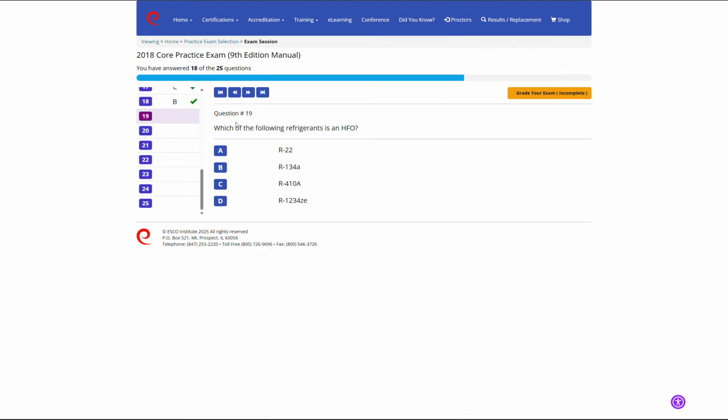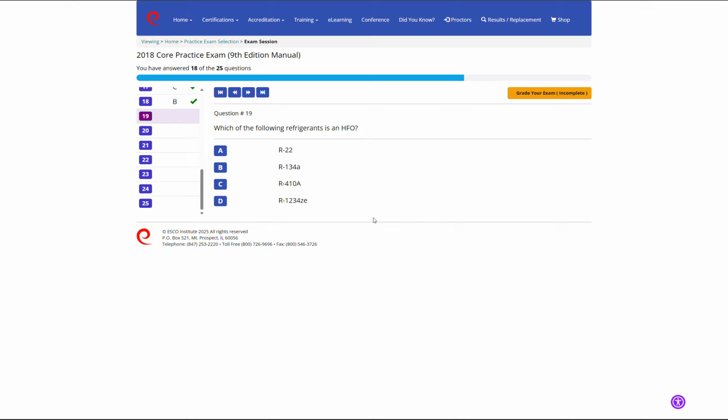Which of the following refrigerants is an HFO? A, R22. B, R134A. C, R410A. D, R1234ZE. D. R1234ZE. That's a hydrofluoroolefin, the new low GWP kid on the block. R22's an HCFC, R134A and R410A are HFCs. Easy one. Want more?